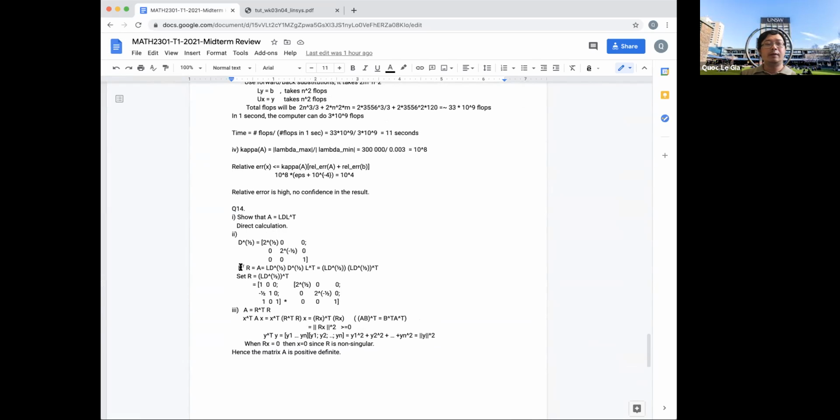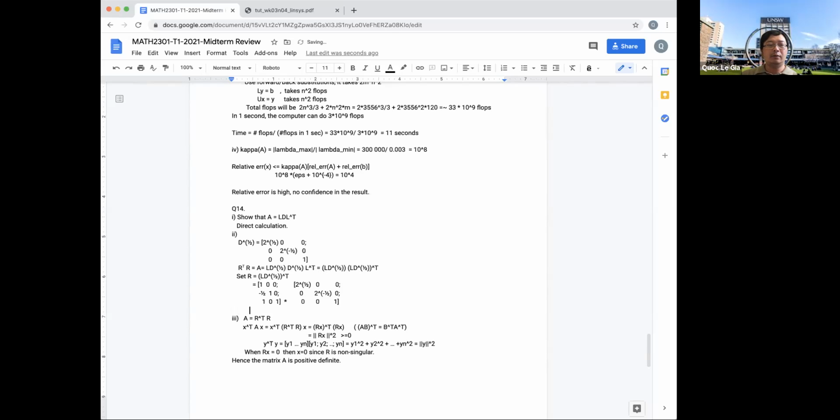Then when you put it as R transpose R, you can define the matrix R to be the transpose of L times the square root of D. Then you get the matrix R, and you can multiply out to get its value. Suppose I put it in MATLAB and multiply it out.